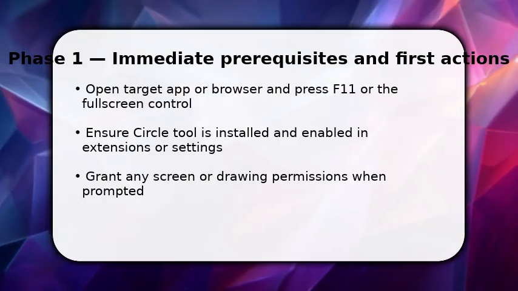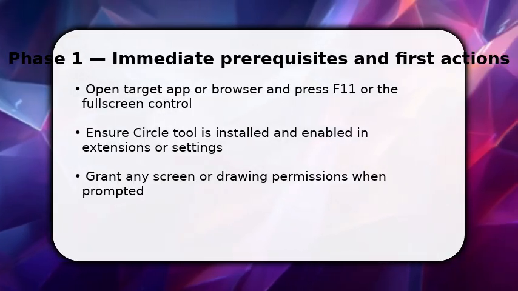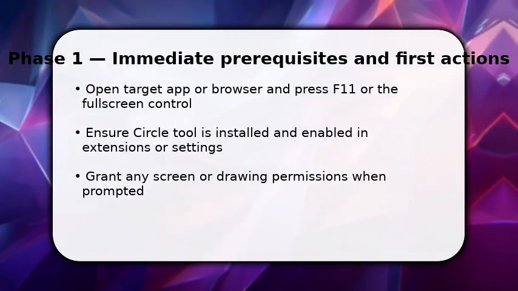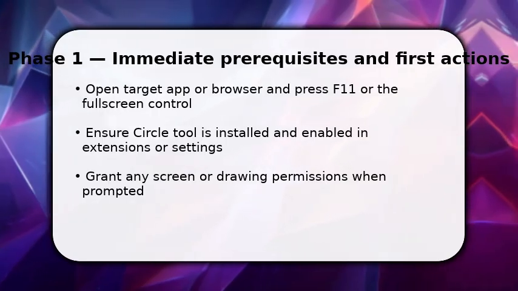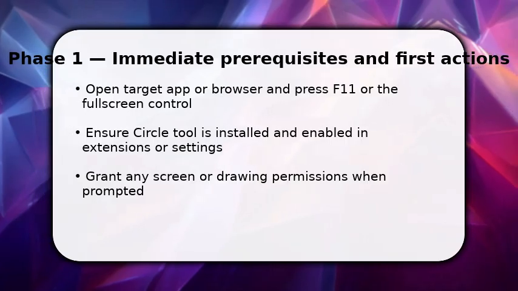You start inside the app and go straight to full screen. Press F11 or use the full screen control, then confirm the view fills the display. Once done, open the circle tool from the toolbar or extension icon. You need it active to search visually.